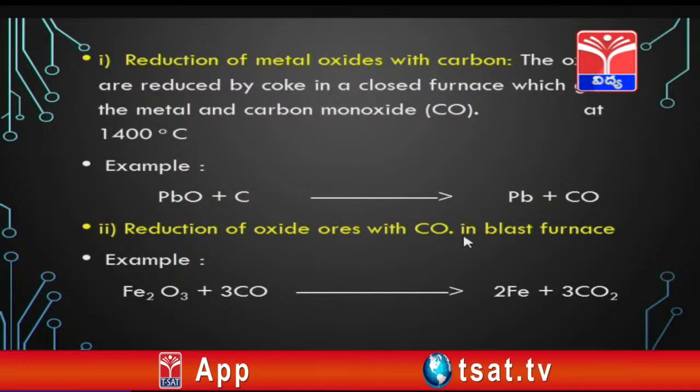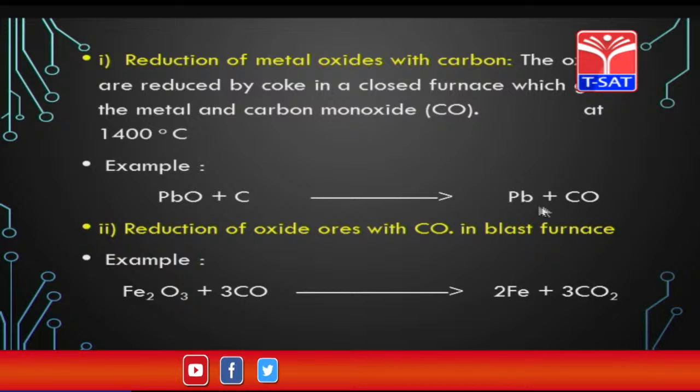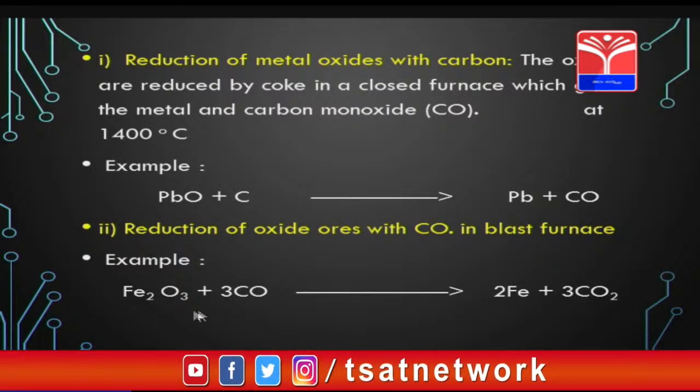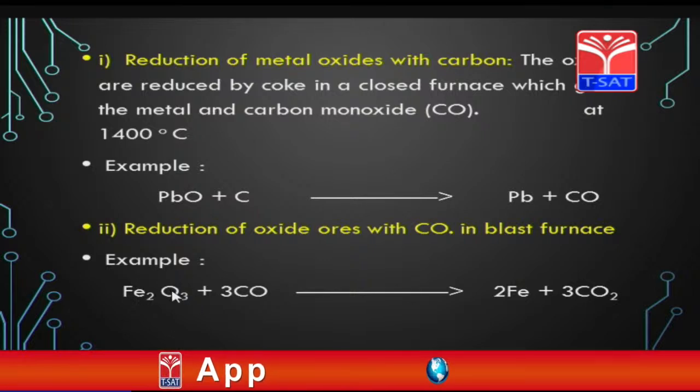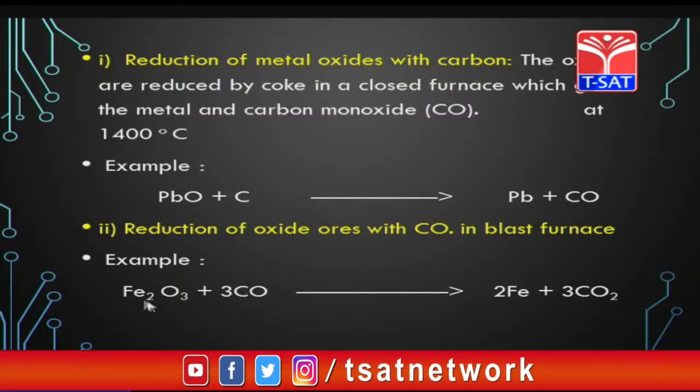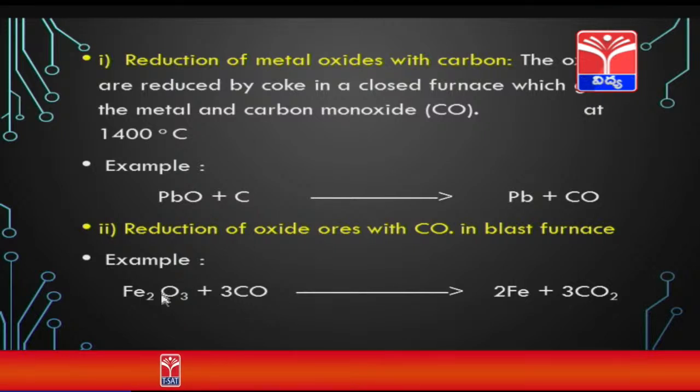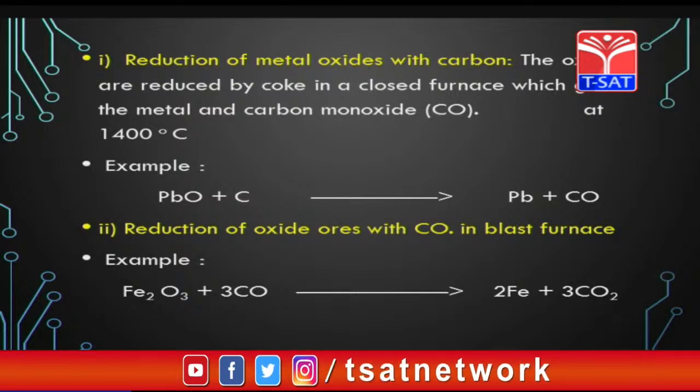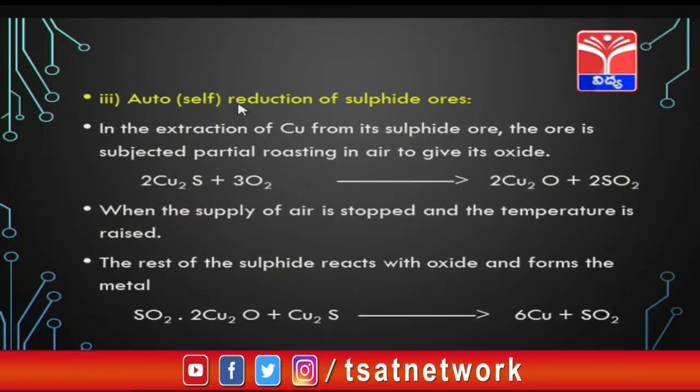Now reduction of oxide ores with carbon monoxide also can be done, mainly with iron oxides. If you take iron oxides, these iron oxides is an ore of iron, hematite ore. Now this ore can also be reduced by taking up carbon monoxide. Here carbon monoxide will remove the oxygen impurity present in this ore. Now this is also called reduction, because here carbon monoxide is removing oxygen from iron oxide, and this leads to the formation of pure iron which gets deposited at the bottom of the blast furnace, and carbon monoxide gets converted to carbon dioxide.